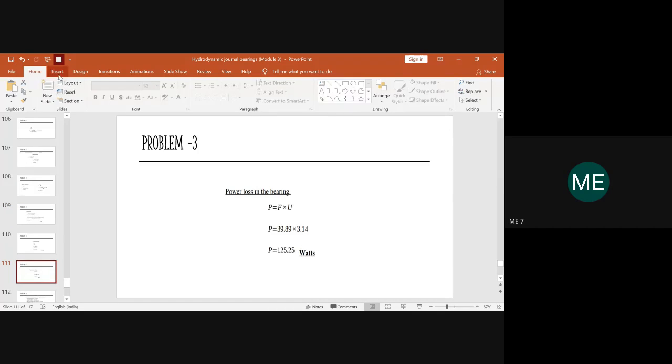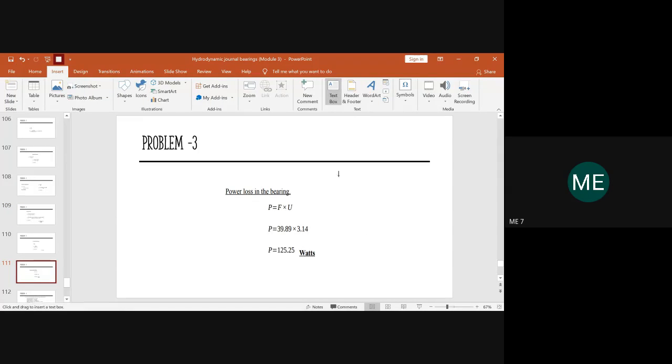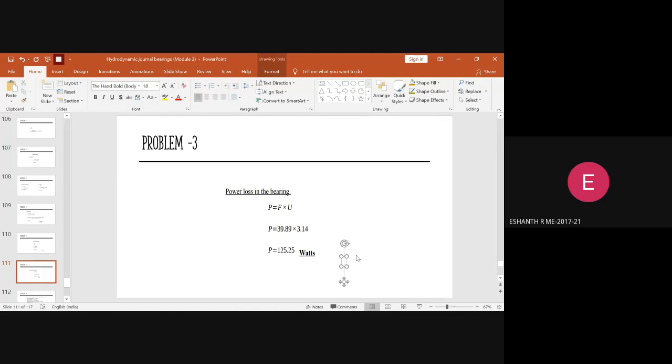Again, here there is a huge loss. 7536. 7536 watts is the power loss as per the given question.